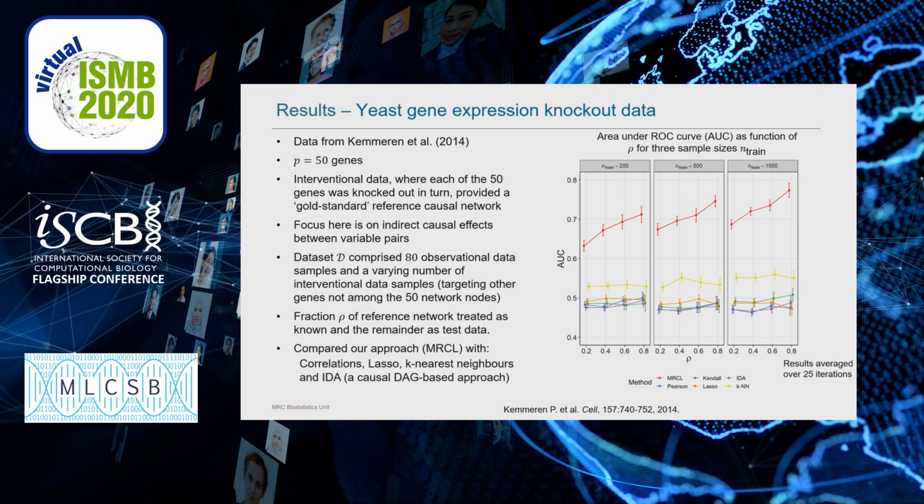So the MLCL approach, shown in red, performed well relative to the other methods, with improving performance as rho increases, as we would expect, as this increases the proportion of the reference network which is known. And it even performs well when only 20% of the reference network is given as labels. K-nearest neighbours, shown in yellow, performs a bit better than the others, likely due to the fact it also uses the known labels, whereas the other approaches do not.